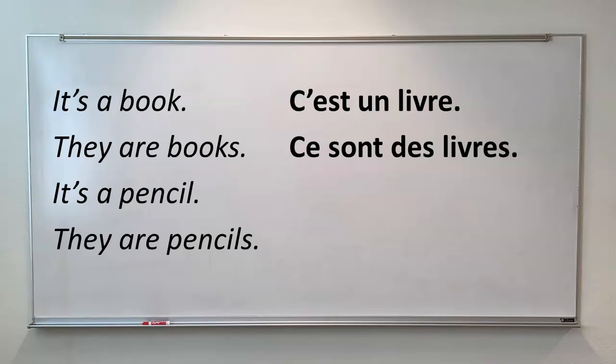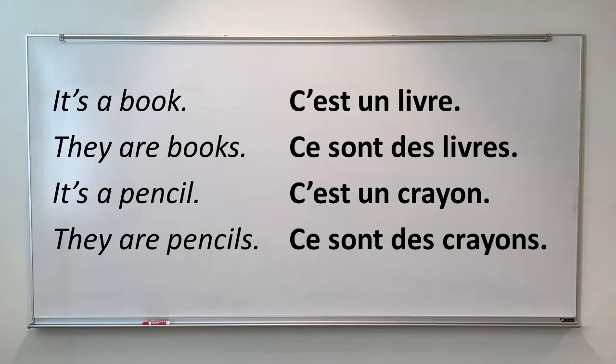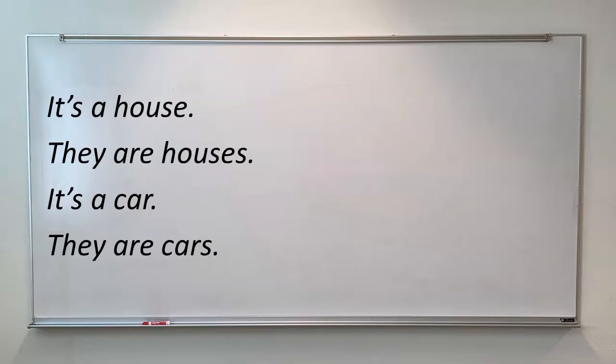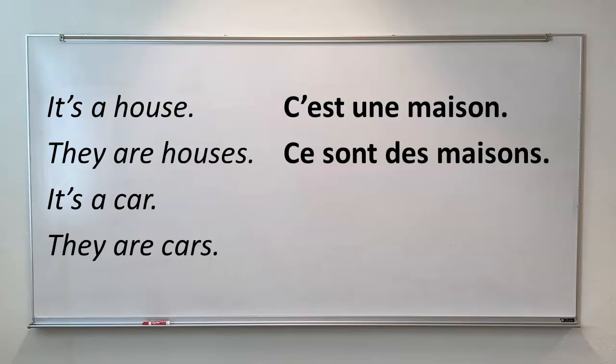Ce sont des livres. Singular, it's a pencil. C'est un crayon. They are pencils. Ce sont des crayons. It's a house. C'est une maison. They are houses. Ce sont des maisons. Remember that des is the plural indefinite article. So a house, une maison, houses, des maisons.